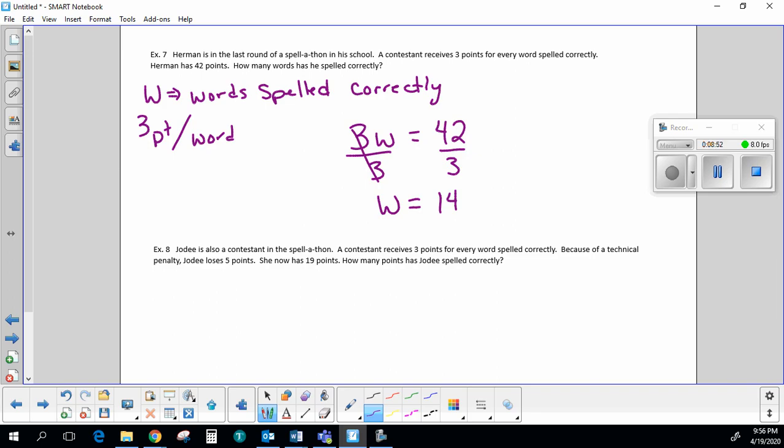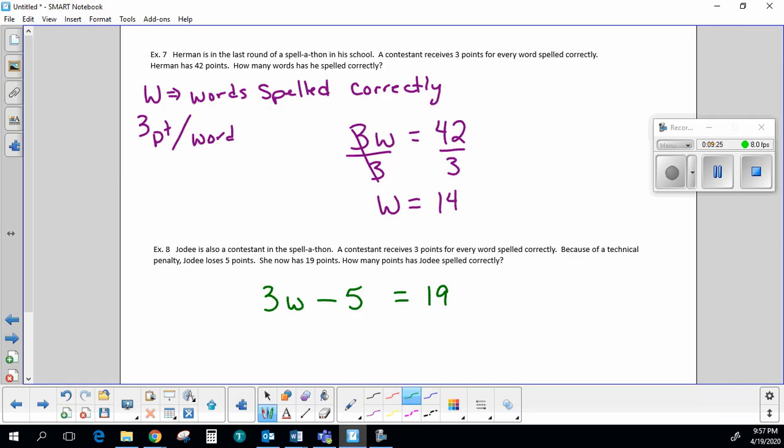If I look down here, example 8, Jody's also in the spellathon, and she's had a penalty in her example of losing 5 points, and so now she has 19 points. How many did she spell correctly? So I'm going to use the similar format I had on the last one. 3W, but she had a penalty, so subtract the 5 points she lost, and now she equals 19 points. That's going to be my equation that I create.